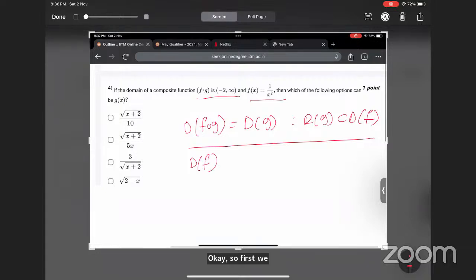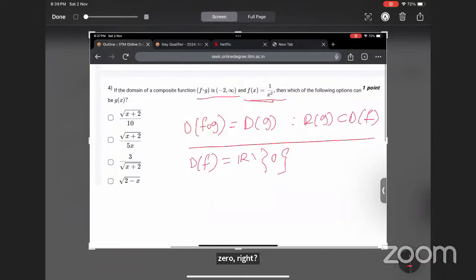First we calculate the domain of f. We have f equals 1 over x squared, right? So what is the domain of f? It's R minus 0. Only one point, which is 0, is a problem, right? So the domain of f includes all points except the point 0. So this is the domain of f.